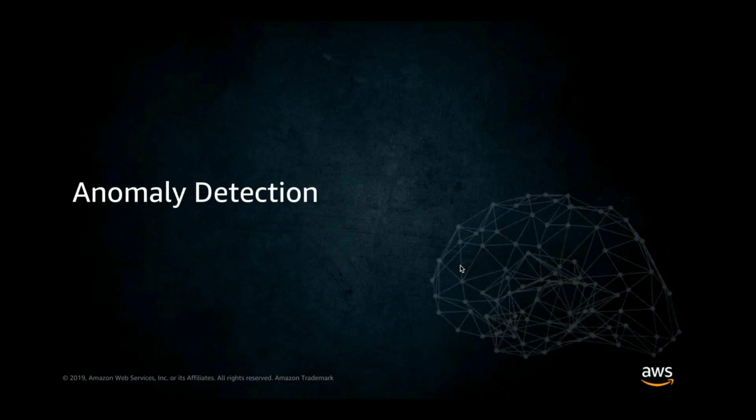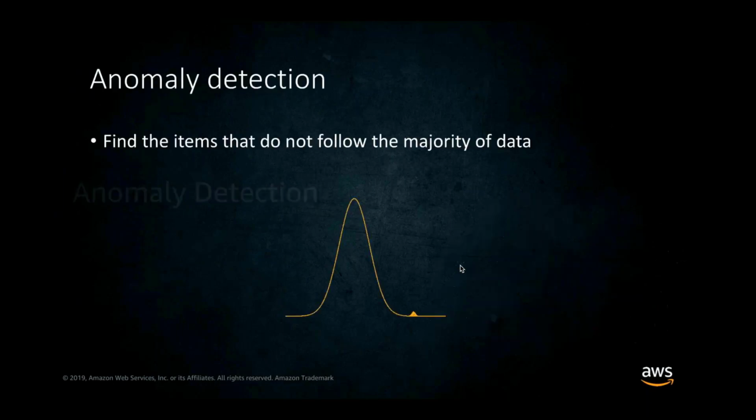So what is anomaly detection? In very general terms, we can say anomaly detection is about finding the data items that do not follow the majority of your training dataset. So anomaly detection is also sometimes called outlier detection. Let's assume you have a training dataset that follows a Gaussian distribution, and now your goal is to find these little outliers here that are basically not following your distribution of training data.